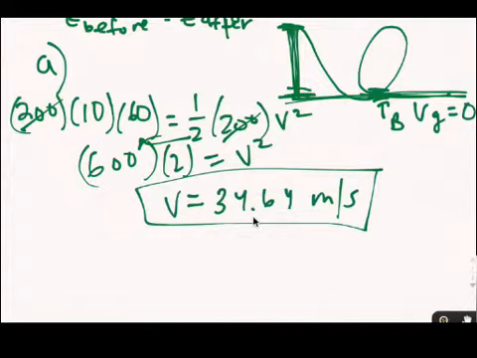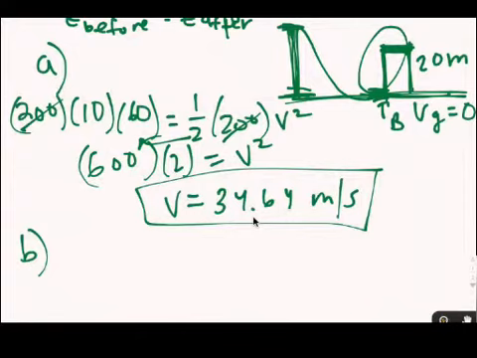So for B, we want to find the velocity at position C, which is over here. We talked about before that if this is the radius and this is the radius, we're assuming that that is at the radius position, so that height is the same as the radius, which is 20 meters. So I want you to pause and try this again yourself. Find B, which is asking the velocity at position C.